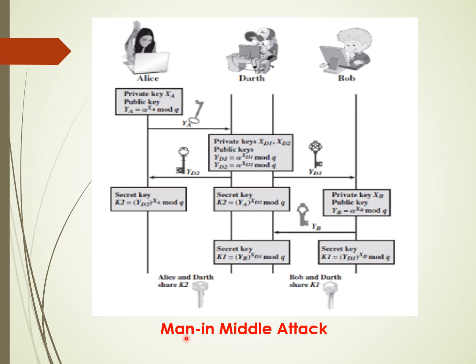Now we'll see the man in the middle attack. What is a man in the middle attack? Let's take two users, Alice and Bob. They need to communicate with each other, and they need to share keys, the public key of Alice with Bob and of Bob with Alice. After they share their own public keys, the key exchange is over, and then the actual communication will start.